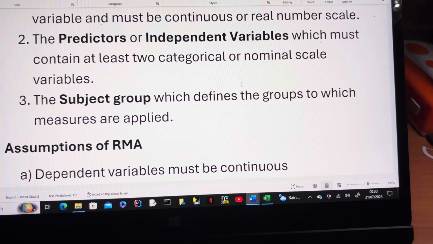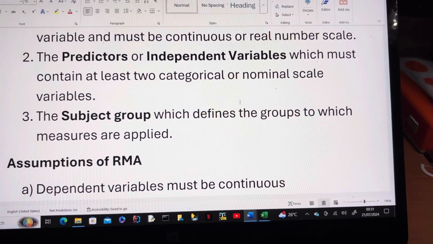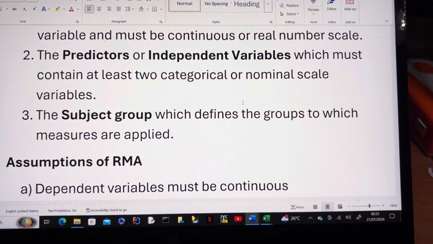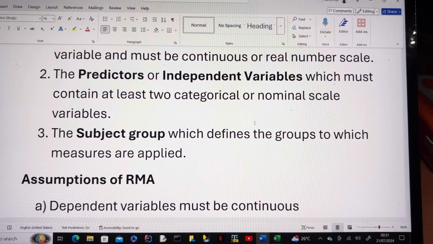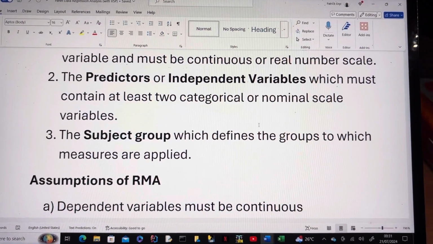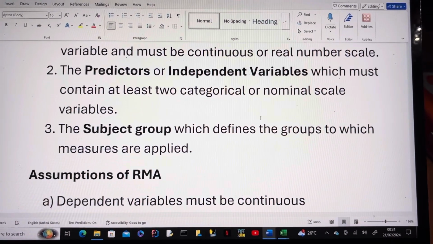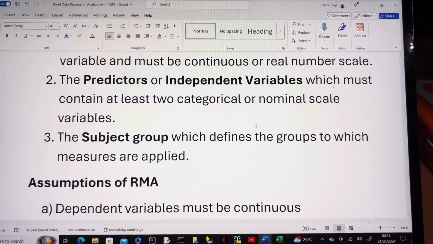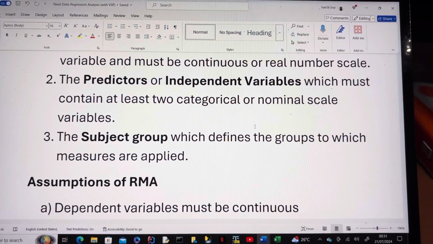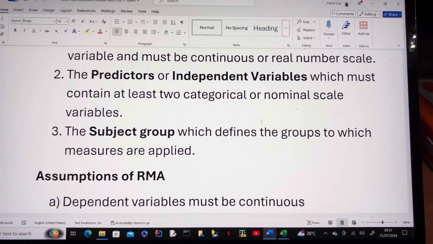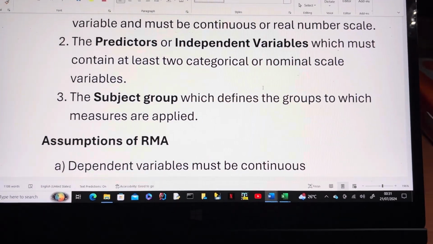Now, mostly the repeated measures ANOVA is used to compare the effect of the measures, or how they affect a particular item. That's why it is called repeated measures. A measure can be applied many times, but the study of RMA ensures that we know the effect of that measure, and that is why we are carrying out this. Now, assumptions of RMA.